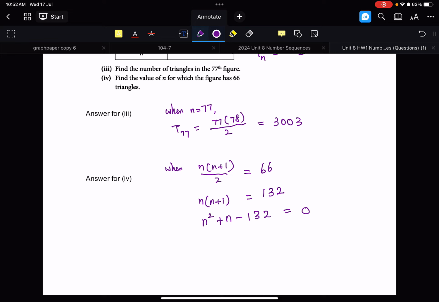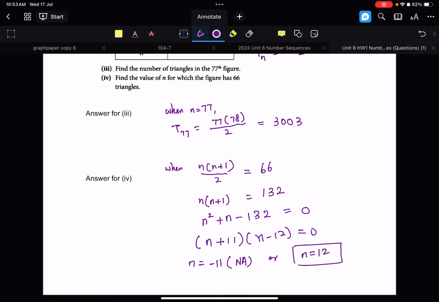Okay, so you work this one out. This will be n plus 11, n minus 12 equals 0. So n equals negative 11, which is not applicable, because you're looking for the value of n, the term number, which should be positive. Or n equals 12. And that is the solution.